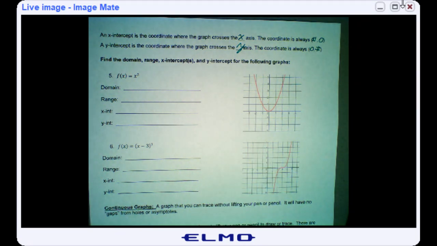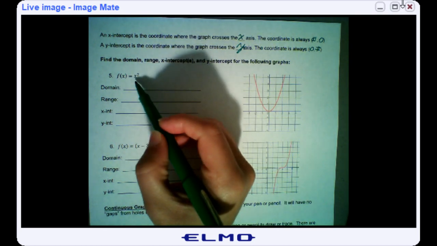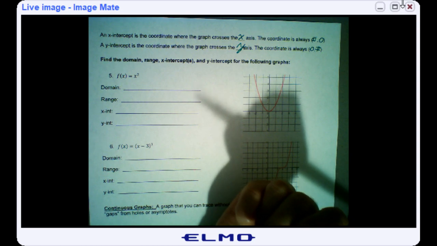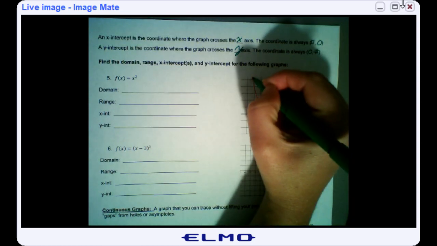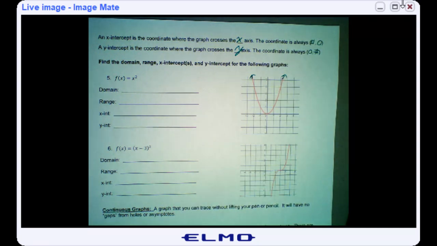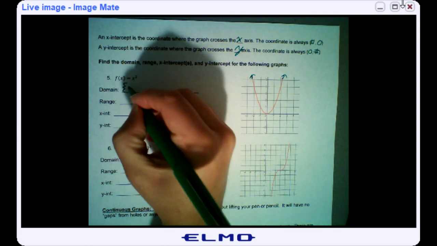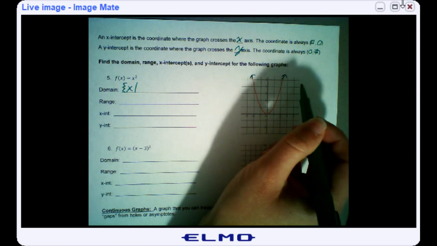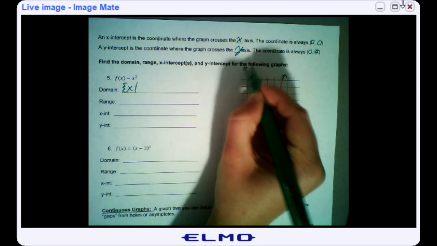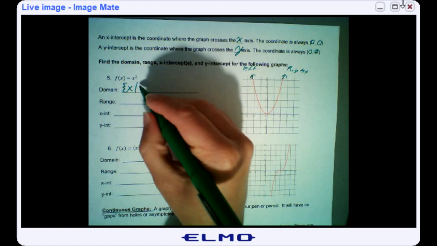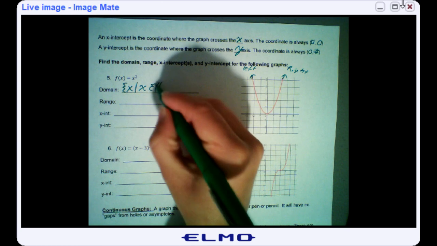Find the domain, range, x and y intercepts for the following graphs. So this is f of x equals x squared. Our parent function is quadratic, and we have no transformations. When there are no arrows, we're going to assume there are arrows unless they put the dots in for us. Our domain here is going to be x, such as, I'm going left forever and I'm going right forever. That means my x values can be anything. x is an element of all the real numbers.